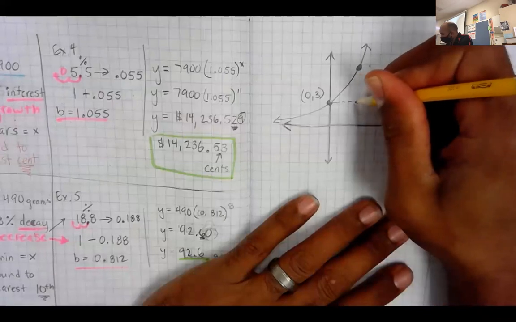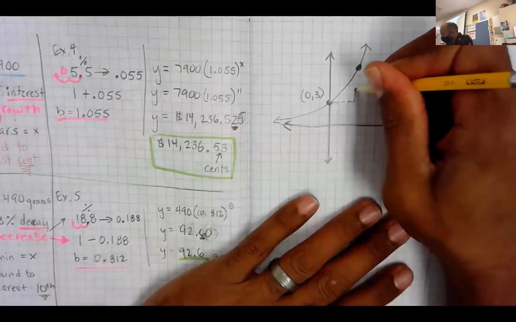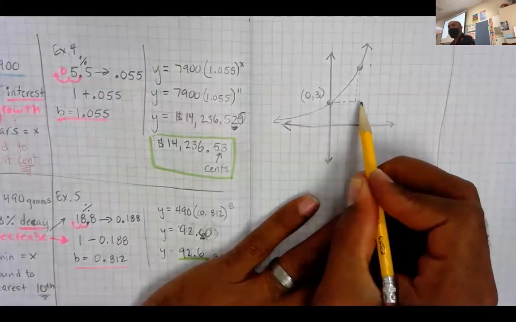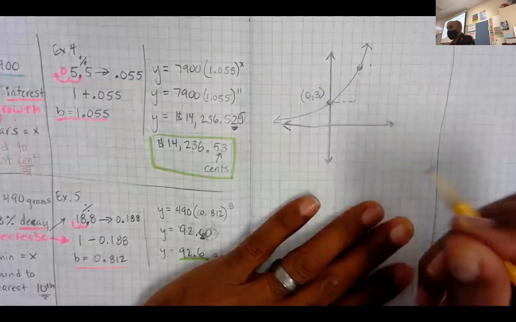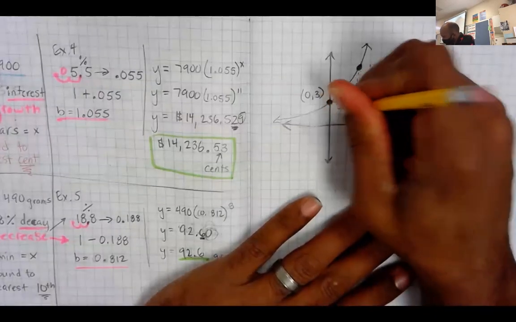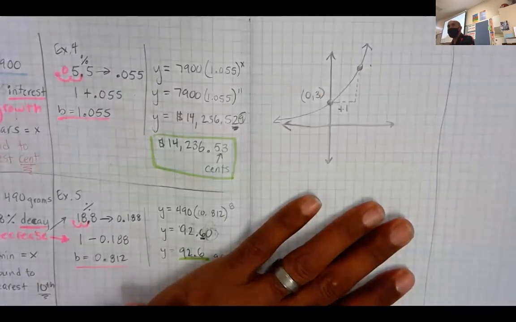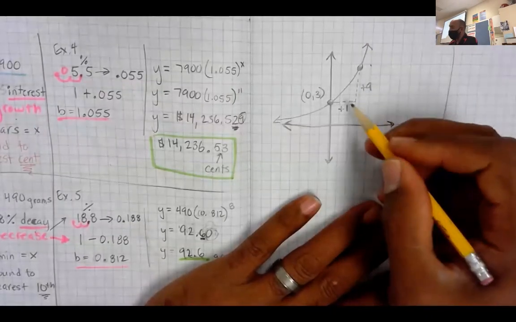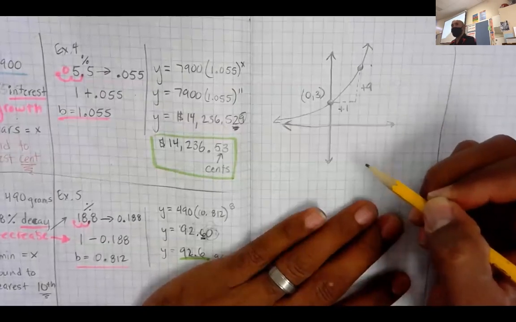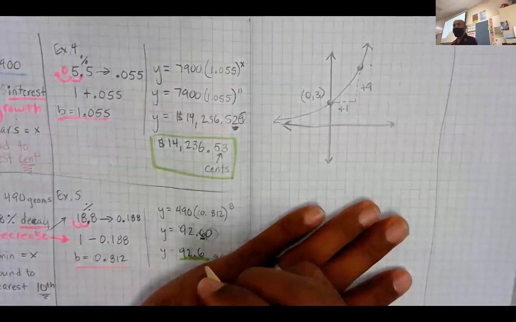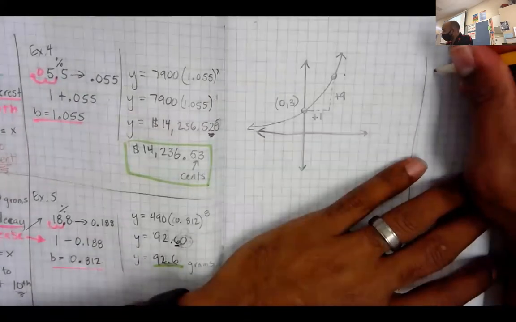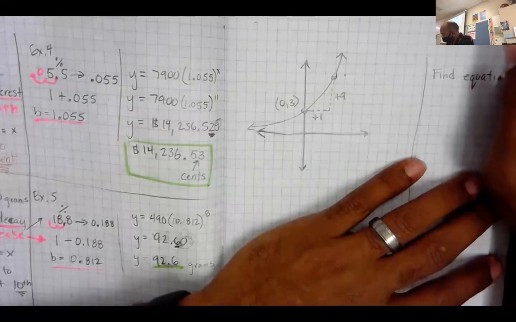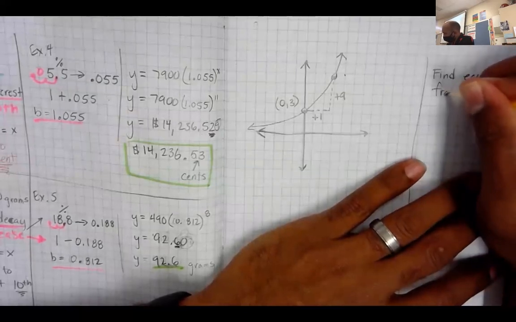Okay. So now what I'm going to do is draw almost like a triangle, because what I want to know is how far over do I go to this point and how far up. So in this case, I'm going +1 to the right, and then I'm going up +9 from there. All right. So I have to use all that to find the equation from the graph.